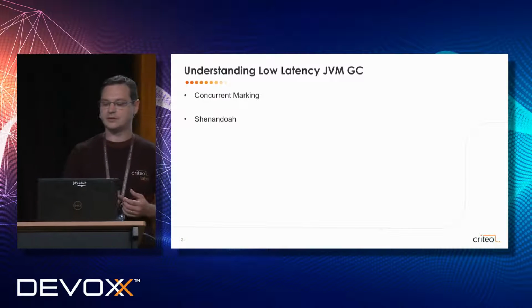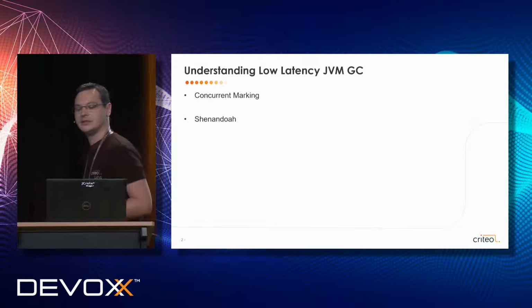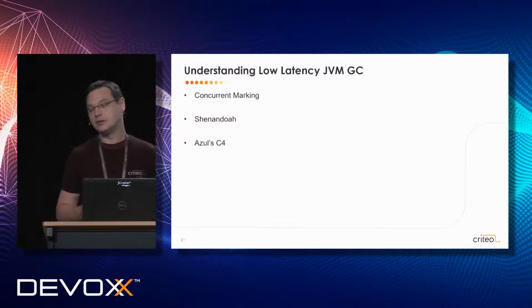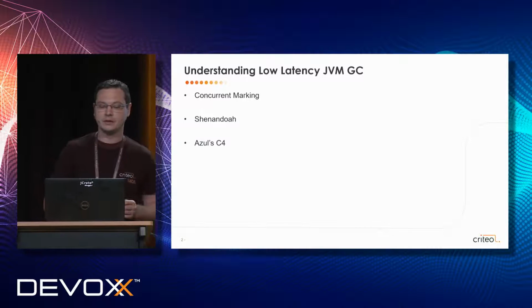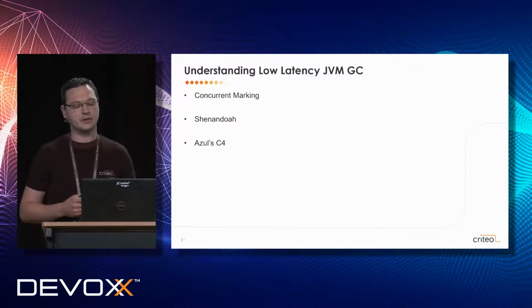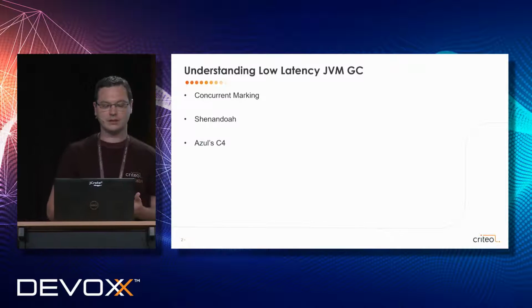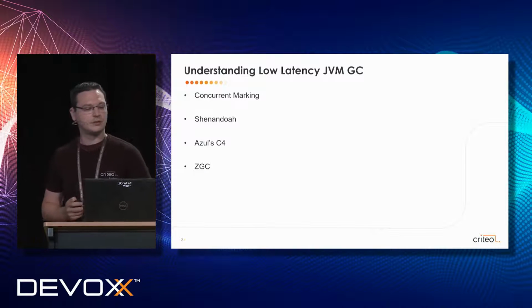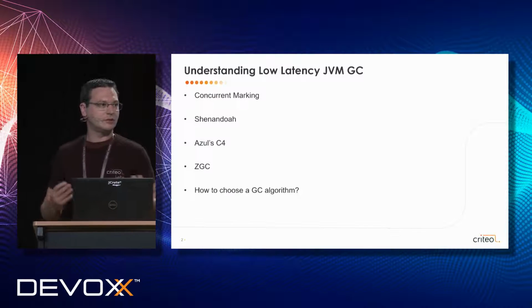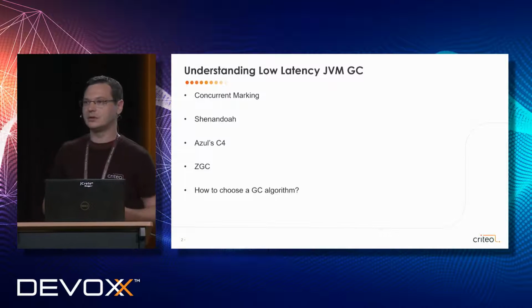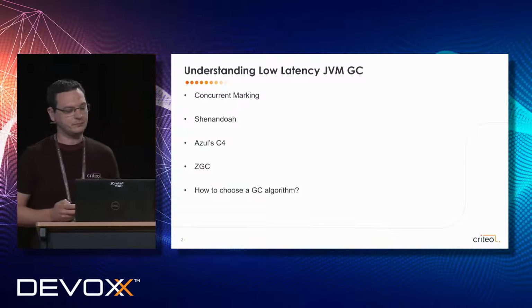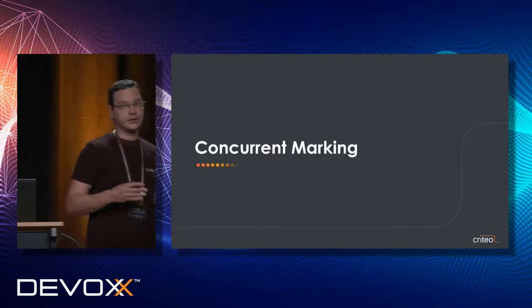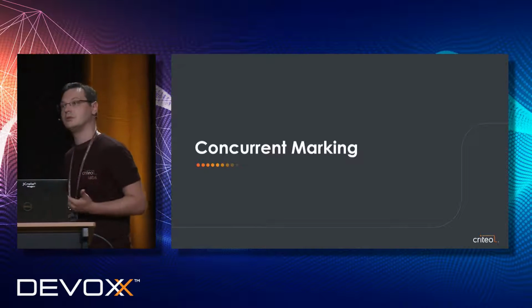Shenandoah is the algorithm that we will see from Red Hat. Then we will see C4. It's the biggest part because I have more experience with this algorithm. Then ZGC, that's the newest one. And finally, we will help you to choose between those three. So I assume in this session that you understand how basic GCs work.